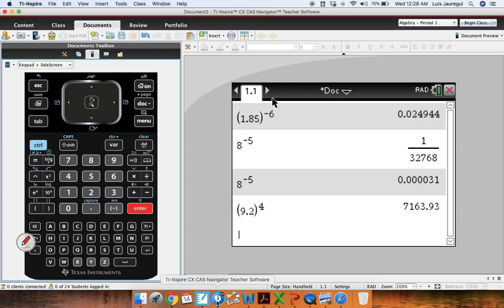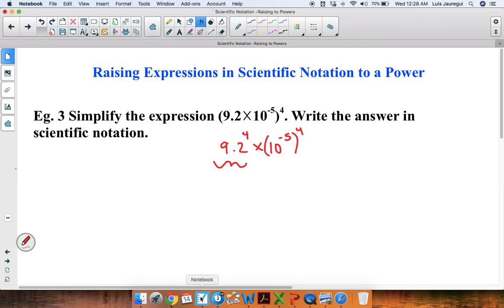And that gives you about 7,163.93. So going back to our notebook, this is about 7,163.93 times 10 to the negative 5th raised to the 4th. So in this case, we keep the base and we multiply the exponent. So negative 5 times 4. So this becomes 7,163.93 times 10 to the negative 20th.